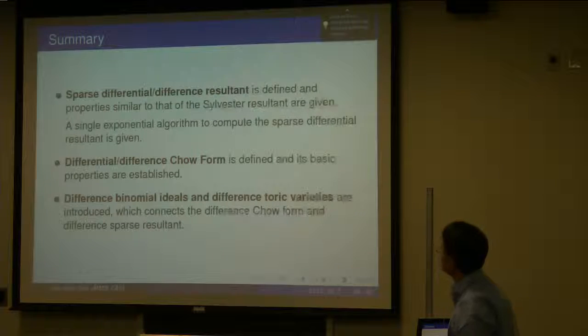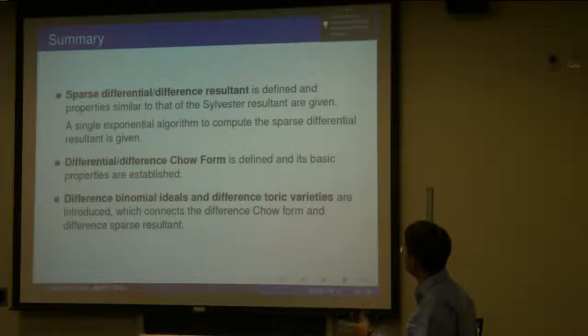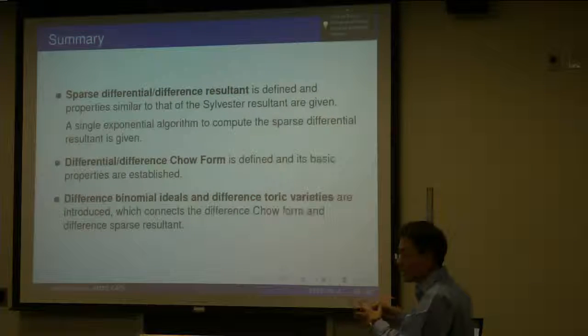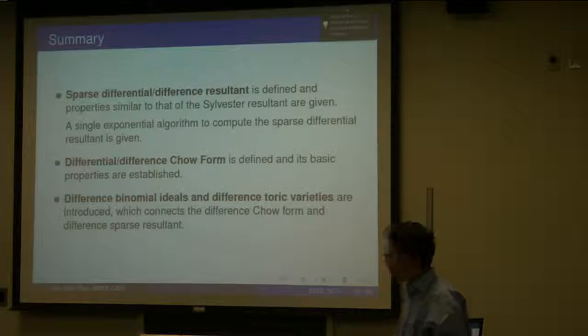Here's a summary. We consider three subjects in the differential setting. I spent most of my time on the sparse resultant, then the Chow form, and then toric varieties, and toric varieties connect the resultant and the Chow form. Thank you.